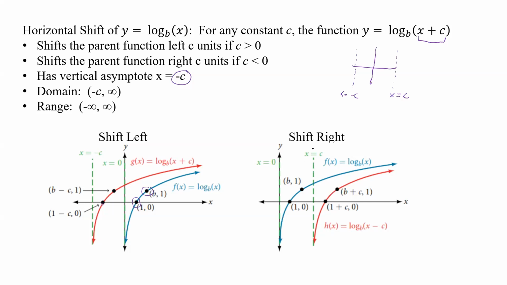Same things when we shift to the right. So if we have, now why does this say a plus c? This should be a minus c.